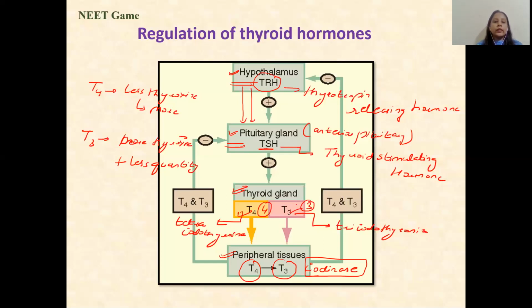Once again, when the body requires thyroid hormone, the hypothalamus starts secreting TRH again, which acts on the pituitary, which then acts on the thyroid gland, and T3 is produced. So this cycle goes on and on according to the requirement of the thyroxine hormone in the body. This is how the level of thyroid hormone is regulated in our body.